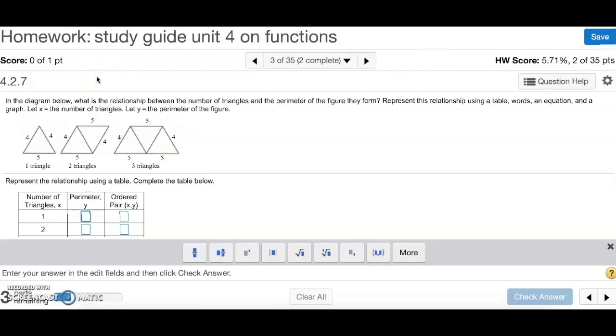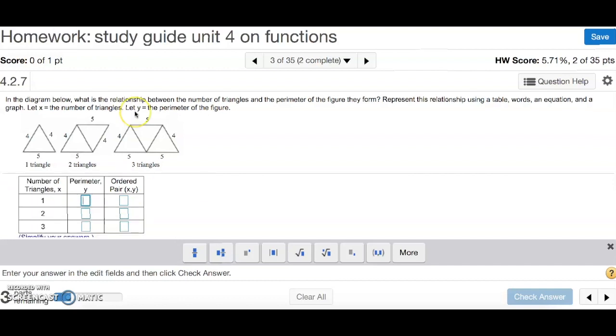In the diagram below, what is the relationship between the number of triangles and the perimeter of the figure they form? Represent this relationship using a table, words, an equation, and a graph. Let x equal the number of triangles and let y equal the perimeter of the figure. Now, perimeter is the distance around the shape. So what we need to do is add up all the sides. So in the first triangle, we have 4 plus 4 is 8, plus 5 is 13.